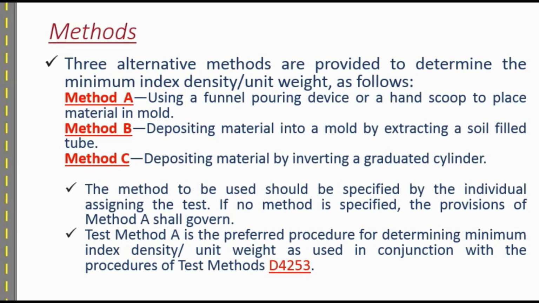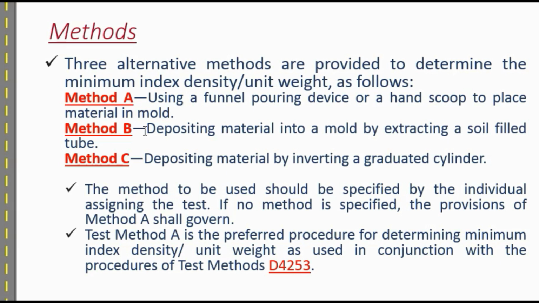Methods. There are various methods. Methods A, B and C are provided by the ASTM, on which basis we can find out the maximum or minimum index density of a cohesionless free draining soil. Method A uses a funnel pouring device or a hand scoop to place the material in the mold. The funnel pouring device is used to pour a soil sample into a mold that will be placed on the vibrating table. Further we will discuss this in the performance of the experiment.